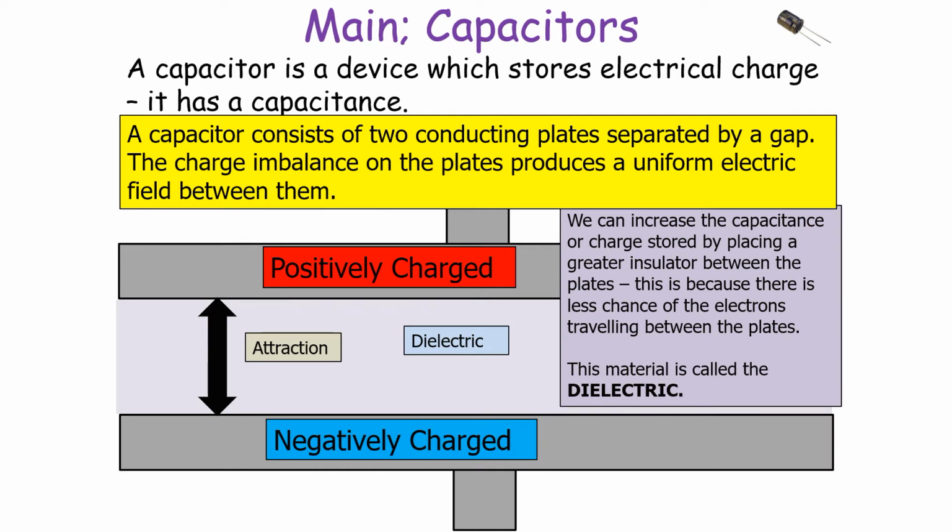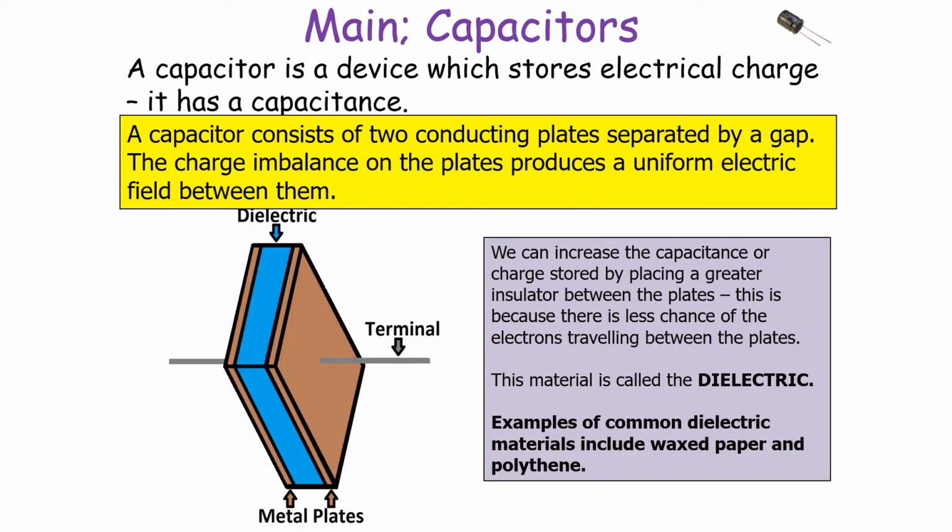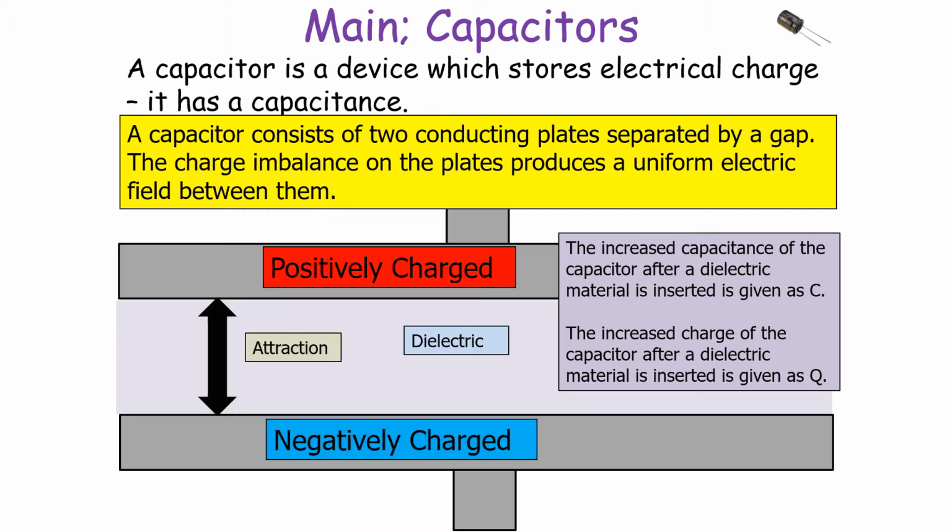Now, we can increase the capacitance or charge stored of the two plates by placing a greater insulator between the plates, because there's an even smaller chance of electrons travelling between the plates. This type of material is called a dielectric. It's important to note that if the electrons do travel across the dielectric from plate to plate, we say the dielectric is broken down, and the capacitor can no longer store charge. Examples of dielectric materials include wax paper and polythene.